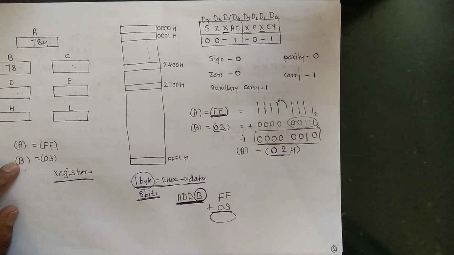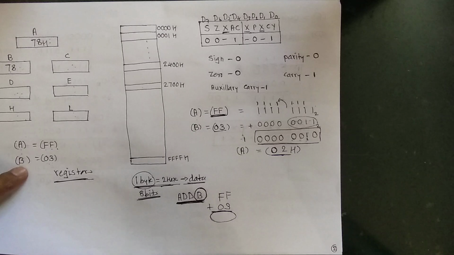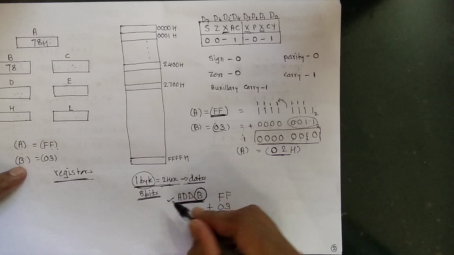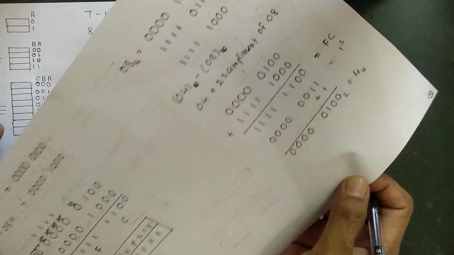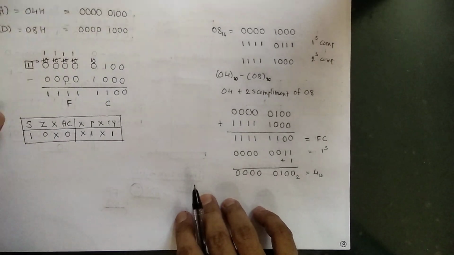Now let us go for the next example. This is the example of ADD B. Now go for the next example. This is the example. I will explain this example in two different ways.